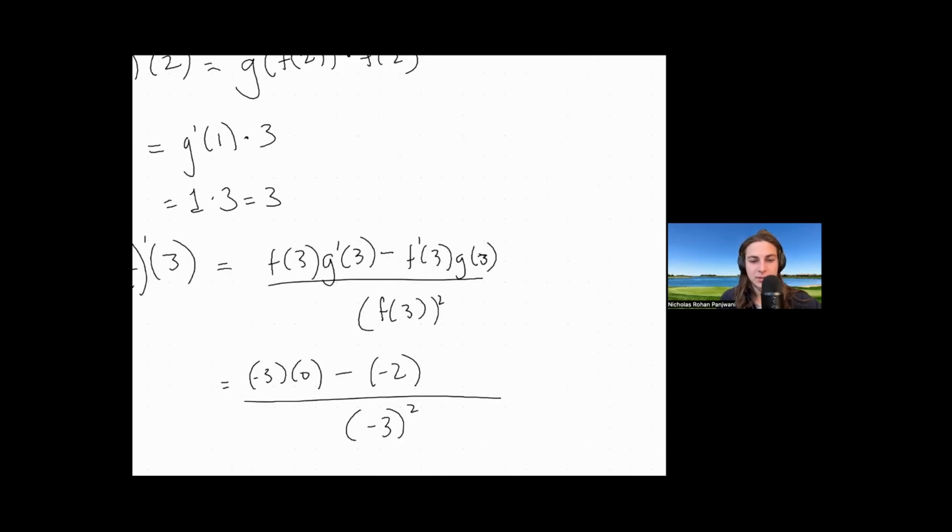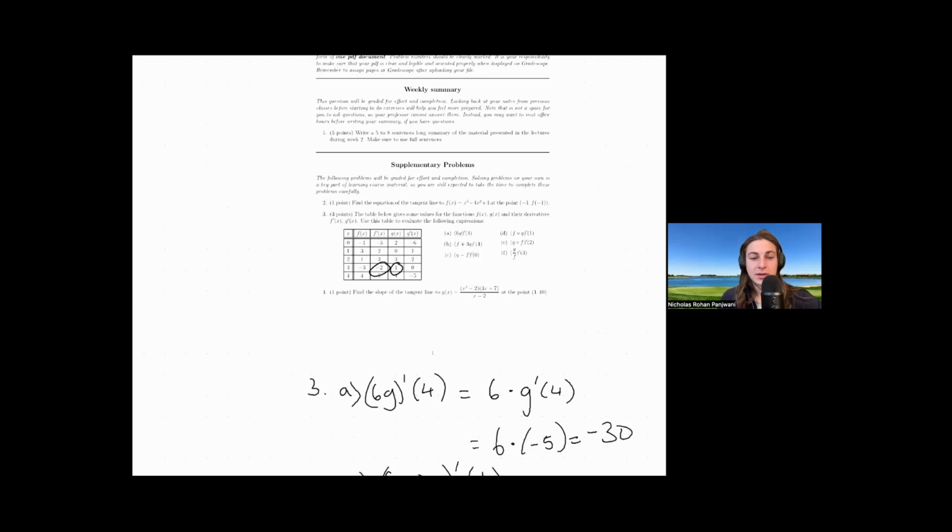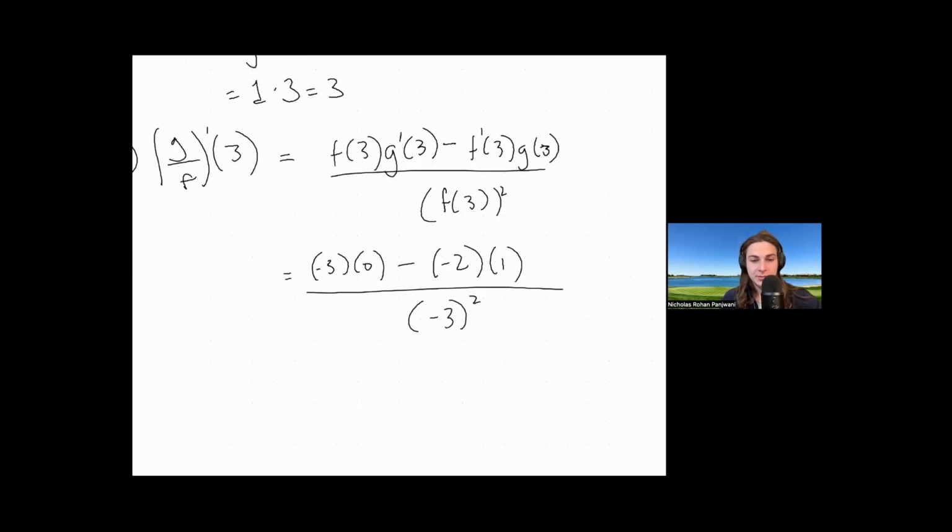Just double check. Okay. So -3 times 0 is 0 minus -2 times 1. So minus -2 over -3 squared is +9. So we have 0 plus 2 over 9. So it's 2 over 9. Boom. So that's F. Awesome.